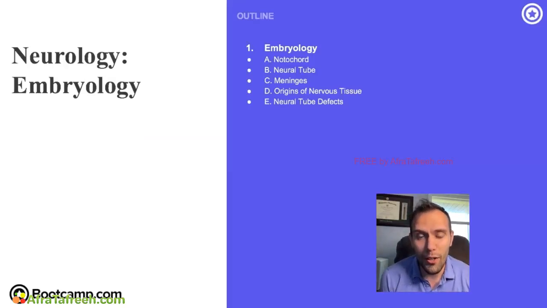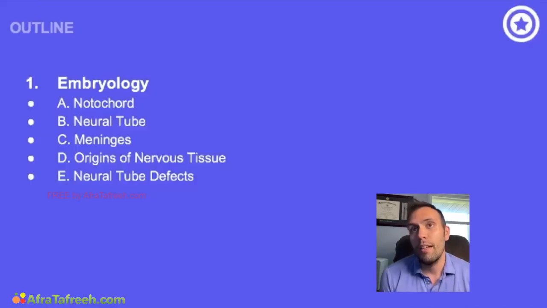I'm Dr. R, and we are going to embark on the neurology high yield Step 1 playlist. Really excited to get this started. So really quickly, let's just go through this outline here. We're going to talk about the notochord, neural tube, meninges, some origins of nervous tissue, and neural tube defects.